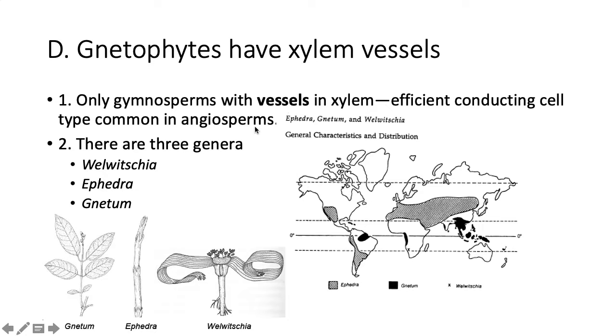Okay, there are 3 genera underneath the gametophytes, and you will need to know them, I think, for vocab matching terms, okay? Good luck trying to say this one. Welwitschia, Ephedra, and Gnetum. Okay, so here's Gnetum, Ephedra, and Welwitschia. Does this one stand out at all to you guys? Have you heard of that term before?